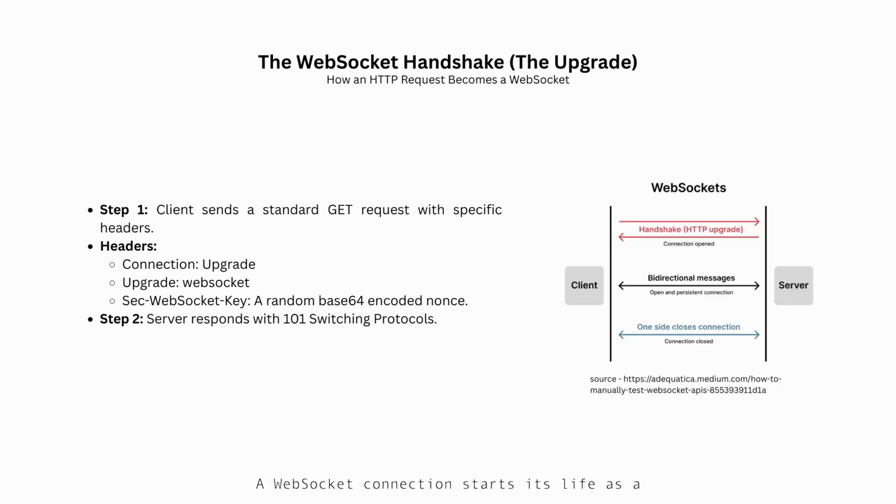A WebSocket connection starts its life as a regular HTTP request. Then it upgrades to the WebSocket protocol. Let me show you how this works exactly. The client sends a normal GET request but with some special headers. We have the GET request, the host, the upgrade, the connection, and the Sec-WebSocket-Key. The Upgrade: websocket header is essentially the client asking, "Hey, can we switch from HTTP to WebSocket?" The Connection: Upgrade header confirms this intent. The Sec-WebSocket-Key is a random base64-encoded value that we will talk about in a moment.